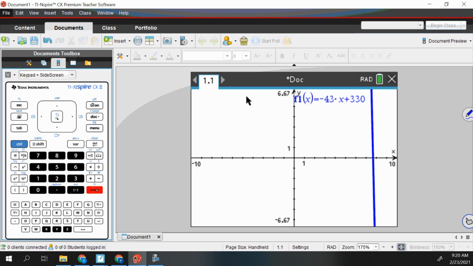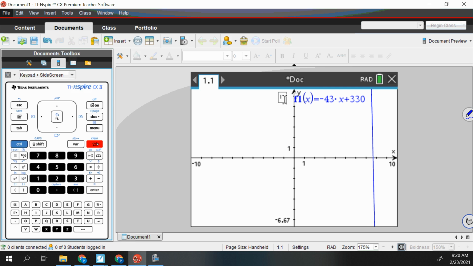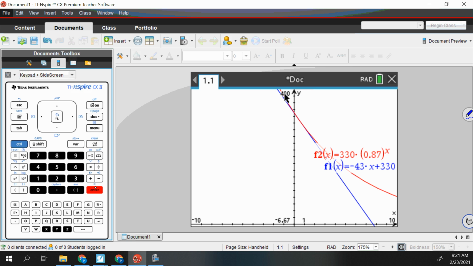Now we are starting up at 330. So let's make our y max, if we double click it, something more than 330. So I'm going to put 400 just to be generous. And there's our two functions there. The blue was our linear one, and the red was our exponential one. The x-axis is showing our years after 1991, and our y-axis is showing the value.